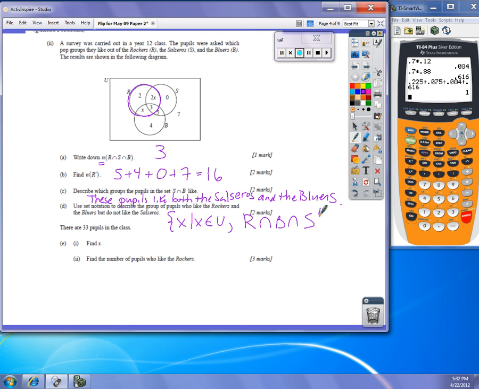There are 33 pupils in the class. Find X. So we take everything that doesn't have an X with it, those all add up to 21, plus 3X equals 33. X is equal to 4. And then it says find the number of people who like the Rockers. So that's going to be 2 plus 3 times 4, 12, plus 3. So what do we have? 12, 13, 14, 15, 16, 17.